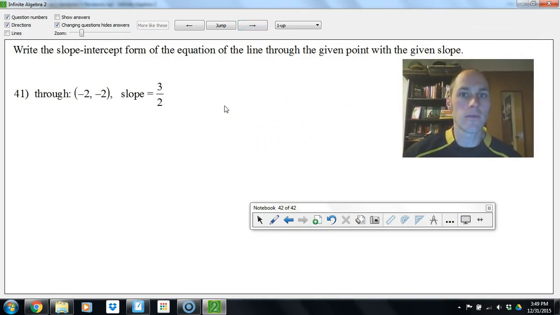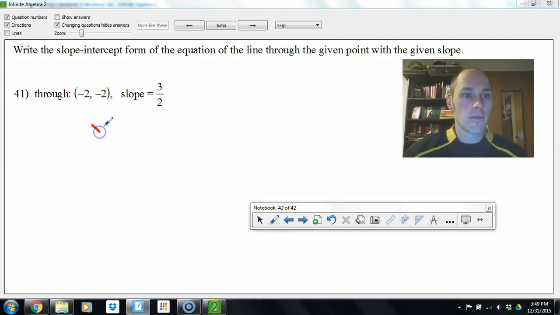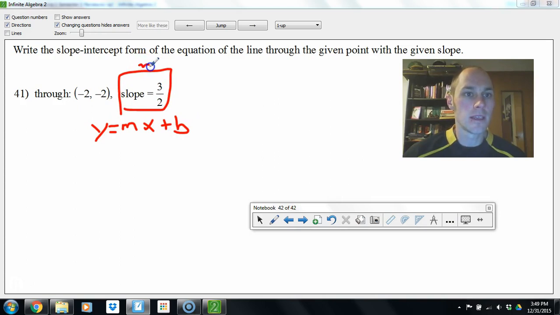Next, we're going to write the slope-intercept form through the given point. So this line goes through (-2, -2), and its slope is 3/2. Well, I can start off in slope-intercept form, and I can plug in what I know. I know the slope, the m, is 3/2. So I can say y equals 3/2 x plus b.